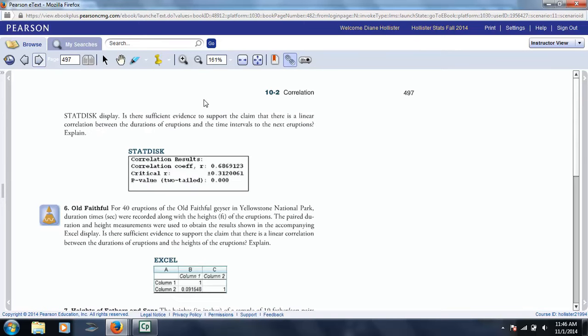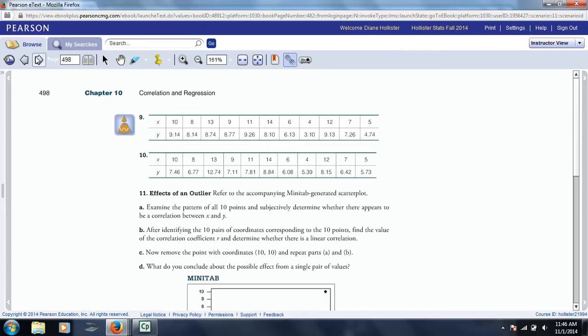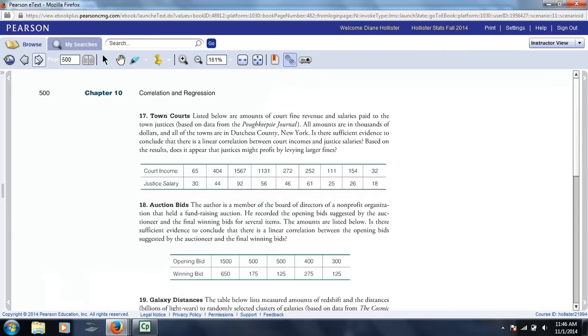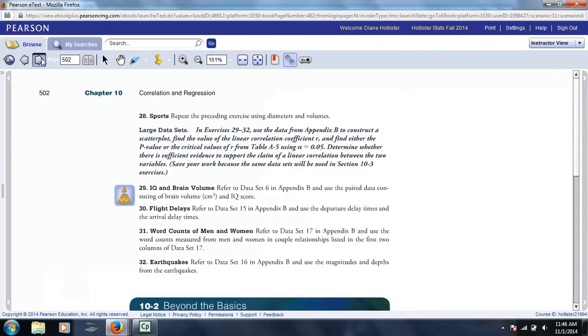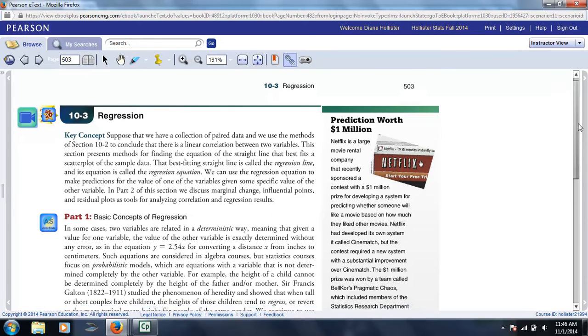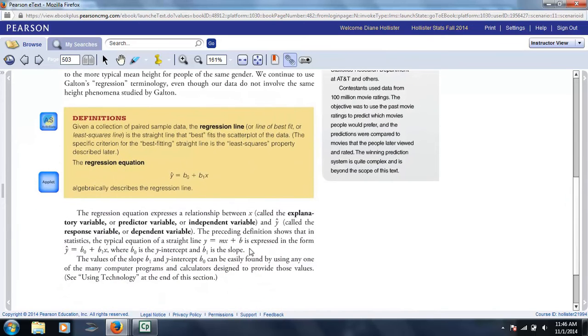In 10.3, we are looking at what's called regression. This is where we are going to be going back and visiting that concept from algebra called y equals mx plus b, or slope-intercept form. In 10.3, we're looking to find an equation that best fits the scatter plot of the data.